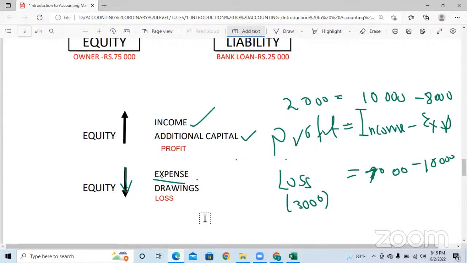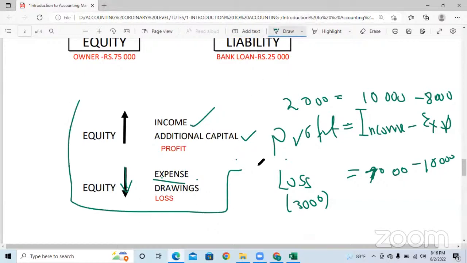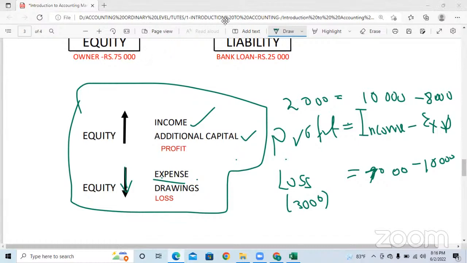Guys, this is very, very important. Why? Because when you go to chapter 2, you will do the accounting equation. For that also, you need this. Please don't forget. Income, additional capital, and profit increase equity. Expense, drawings, and losses will reduce your equity. Okay, guys, are you clear? Confirm, please. Are you clear?